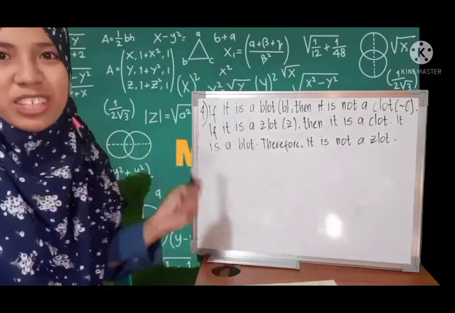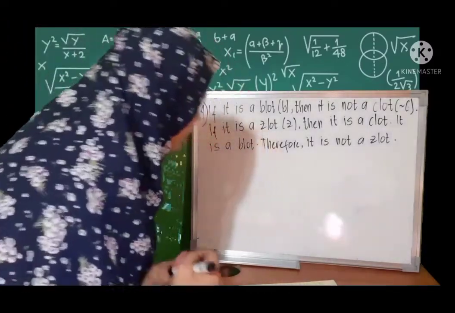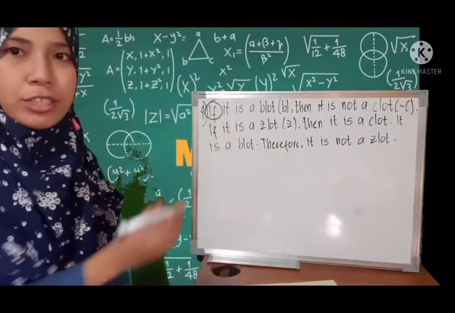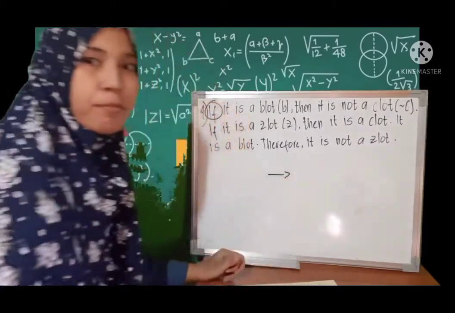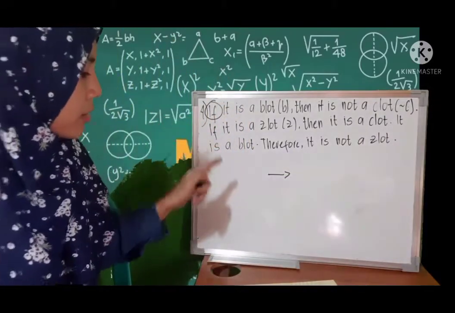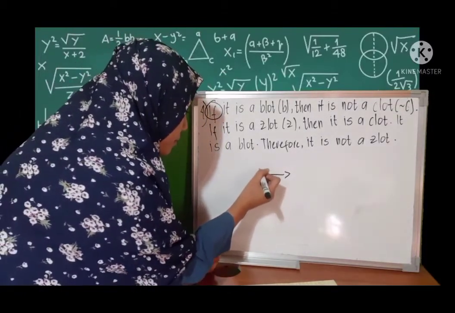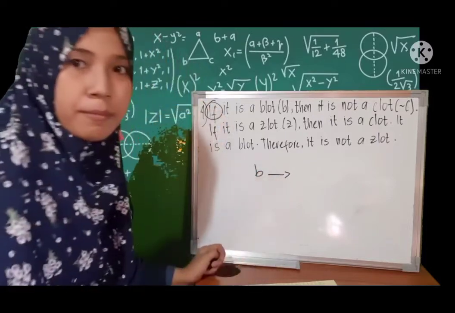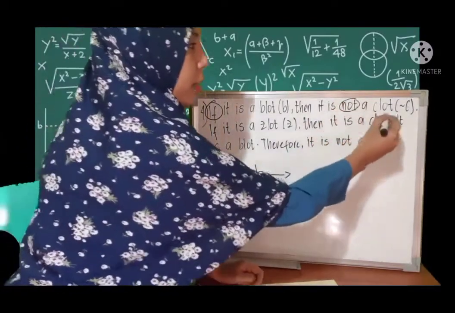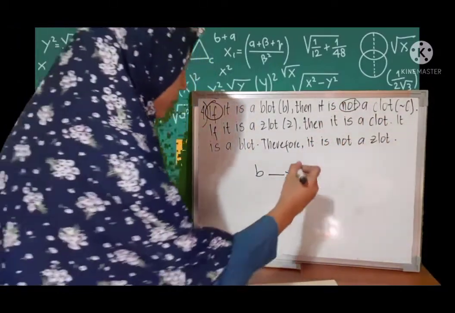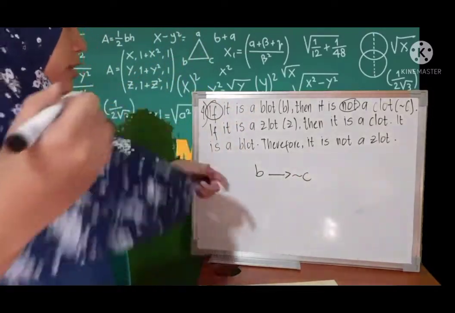So, parang nakakalito siya, di ba? Pero, ang pagkuha nito ay if. So, syempre, kukunin natin yung if na arrow. If it is a blot, B, then it is not a clot. Not a clot. So, not, negation, C.